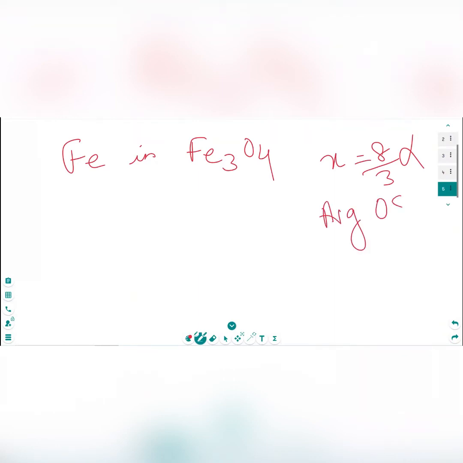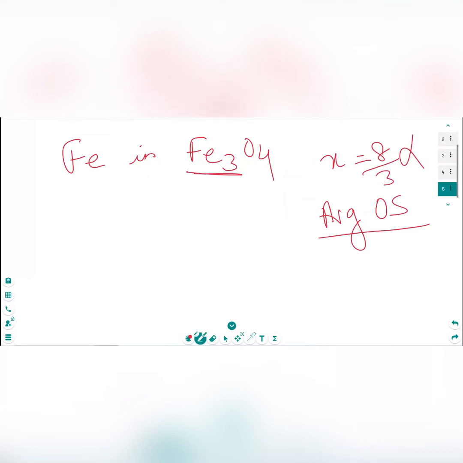Let's try another one. Fe in Fe3O4. Now can you take out the oxidation state? 8 over 3. Yes, so you said 8 over 3. And what I told you is you have to draw it. Because it is again called the average oxidation state. Super.